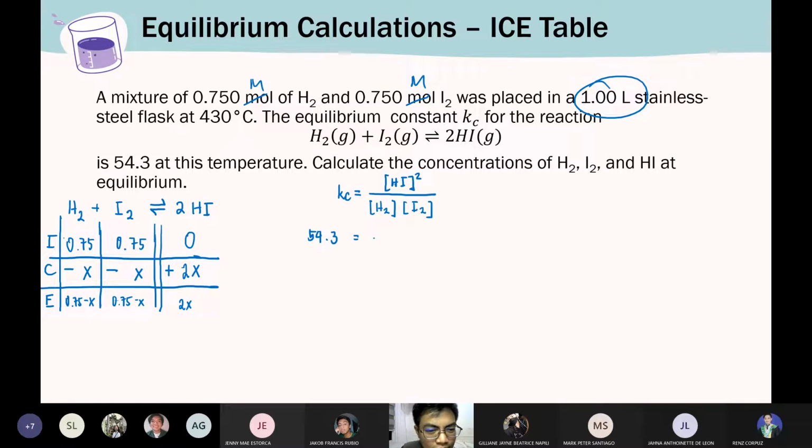54.3. And then in the numerator, I have 2x. No? So this will be 2x square. Pareha sila naka-square ha. Okay, kasi sa nasa labas ng parenthesis yung 2 eh. So 2x close quantity squared. Okay? And then yung H2I2, okay, so it's parehas na 0.75 minus x. Okay, ayan. At tas ano na gagawin natin?